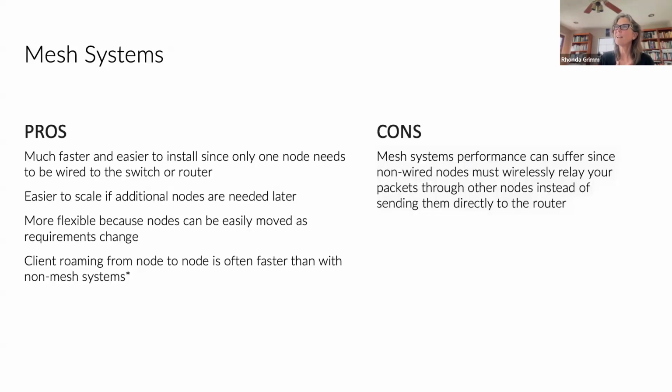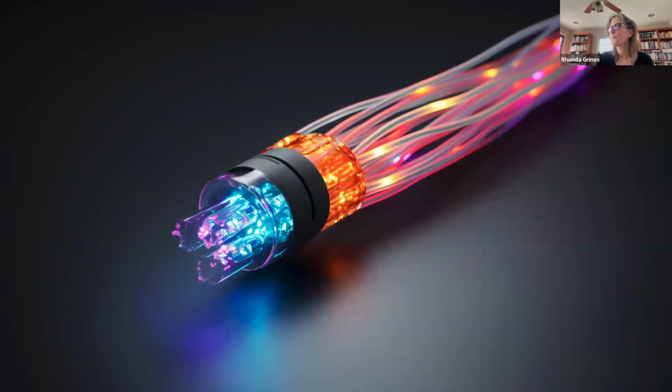But unfortunately, because they are talking to each other wirelessly in the other rooms, they're typically a little bit slower, and so you may see delay in performance. So in a lot of high-end installations, they like to use the APs versus the mesh.